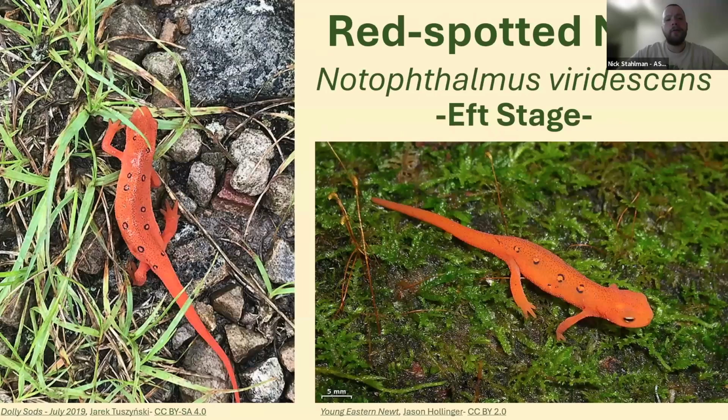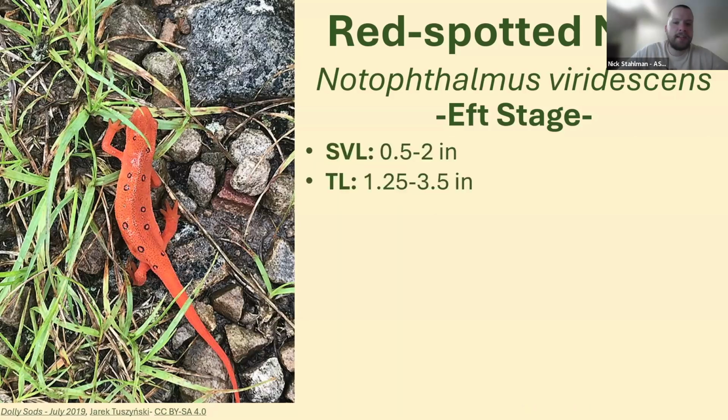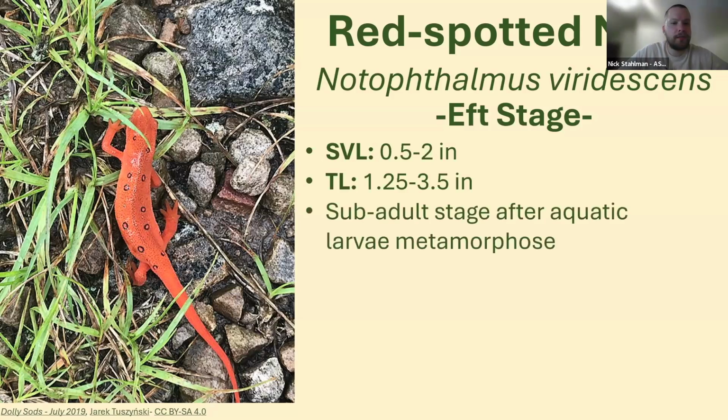So the other one that we're going to talk about is the red spotted newt, and this is the one that I said was going to be kind of a twofer. So this is the eft stage. This is something we haven't talked about yet, but this is kind of this interesting subadult stage. So in the red spotted newt life cycle, we have egg, and then the gilled aquatic larva, and then that metamorphs into an eft, a red eft, EFT.